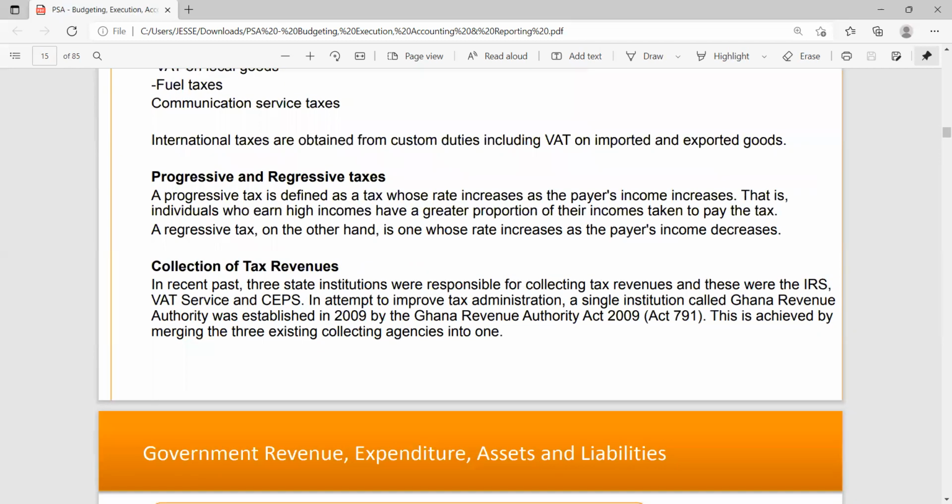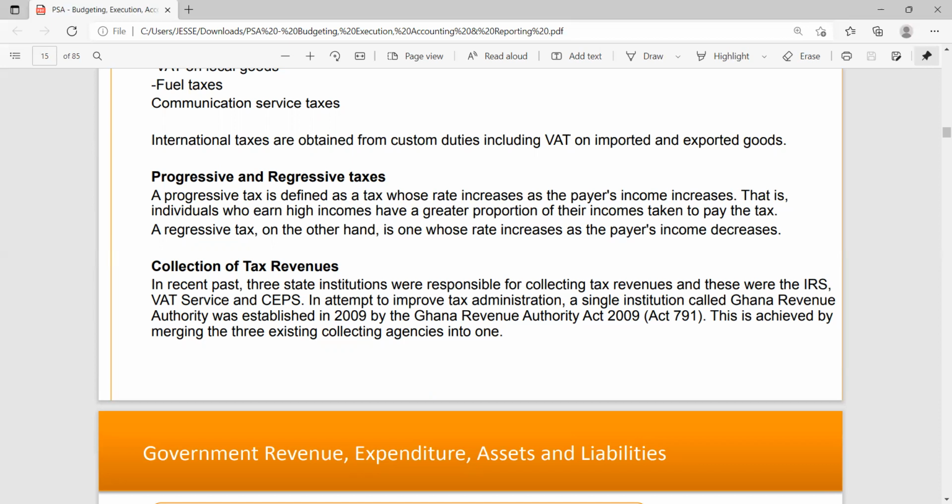Now let's talk about progressive and regressive taxes. A progressive tax is defined as a tax whose rate increases as the payer's income increases. That's progressive. So as your income goes high, your tax goes high. So it's progressive. That is, individuals who earn high incomes have a greater proportion of their incomes taken to pay the tax. Now, what is a regressive tax? A regressive tax will be the opposite.